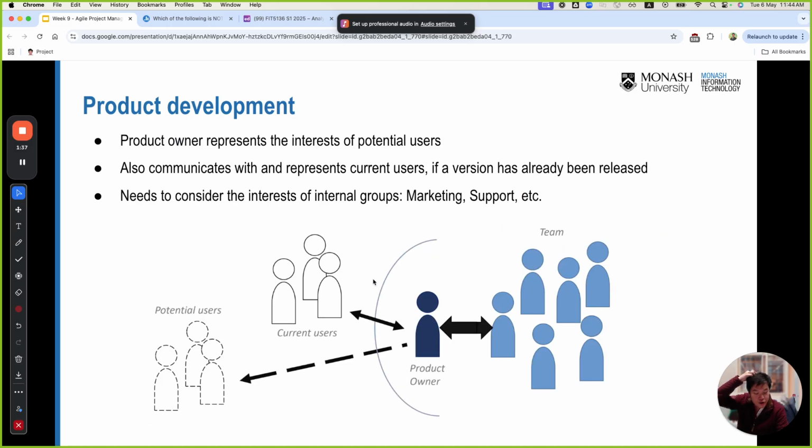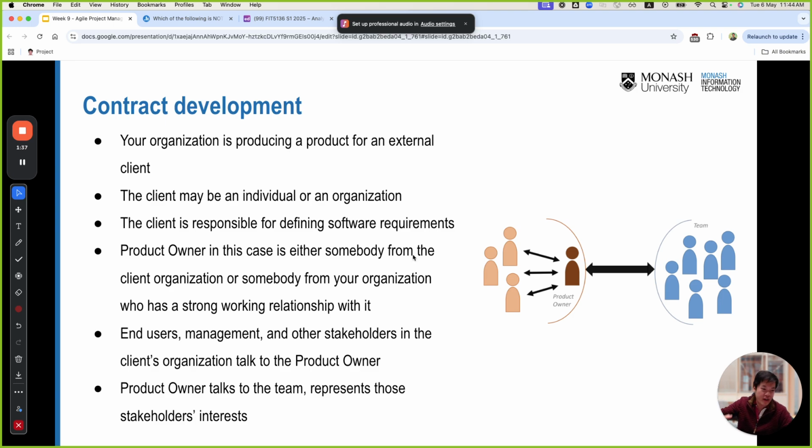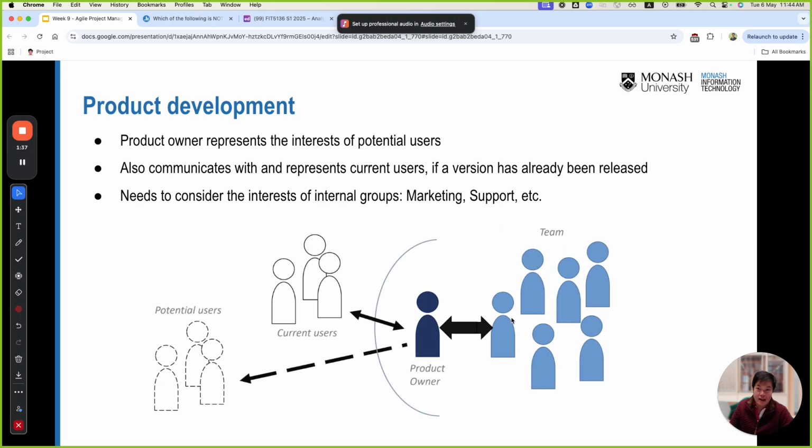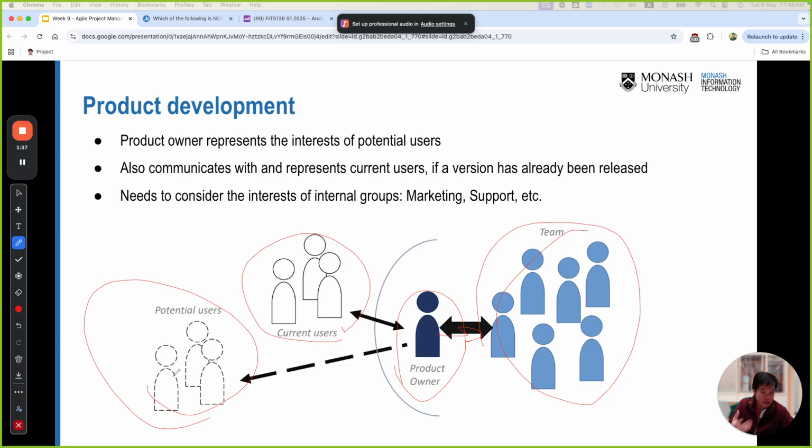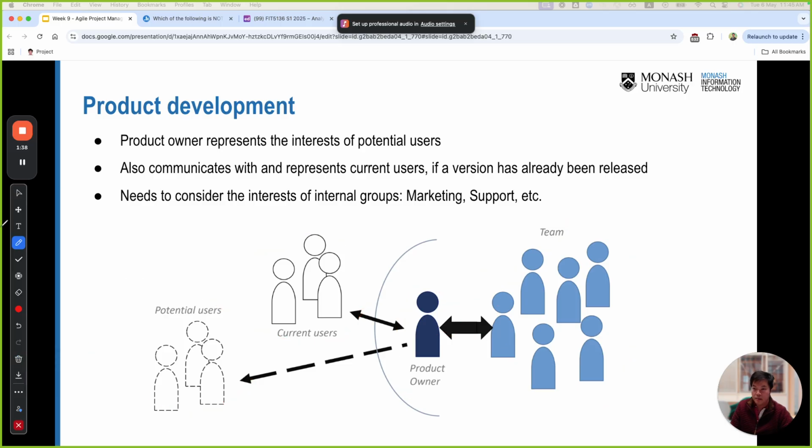Once you develop the contract and come up with the set of requirements that you need to develop, then you talk to the product development team. The product owner now talks with the team to build the product, the software. Then you have the current users and potential users to demonstrate to as well. That's part of the product development before we roll out to production.